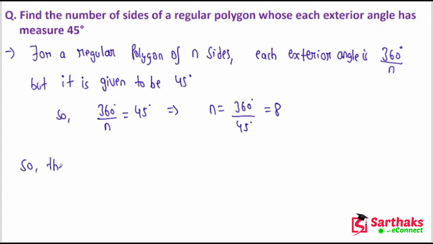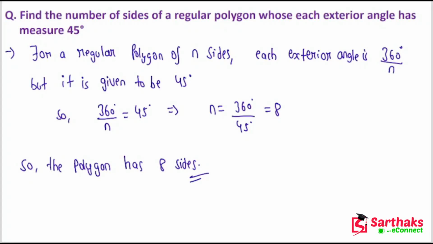So the polygon has 8 sides, right? Okay, we have assumed it to be n. Now the question simply states one thing, that the exterior angle is 45 degree, and we know that the exterior angle actually depends on the number of sides. So that was the question, and that was the concept behind the question. Okay, so it was a very easy, formula based question.